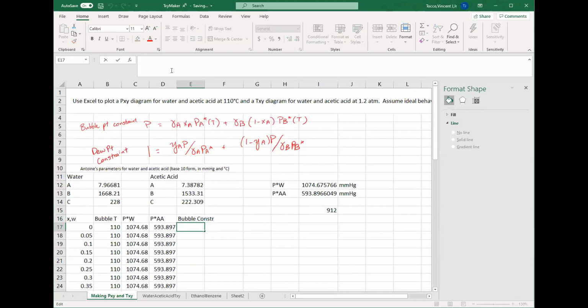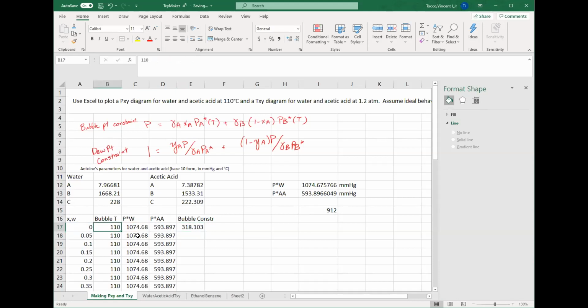All right, so in this column I'm going to put equals 912, because that is the pressure. If I wanted to be real fancy, I'd put pressure in a cell, which I already have. I just referenced the cell, but I know that it's not going to change throughout the problem. So 912 minus X water times vapor pressure of water minus 1 minus X water times vapor pressure of acetic acid. Okay, and obviously this is not 0 because I didn't guess the right temperature.